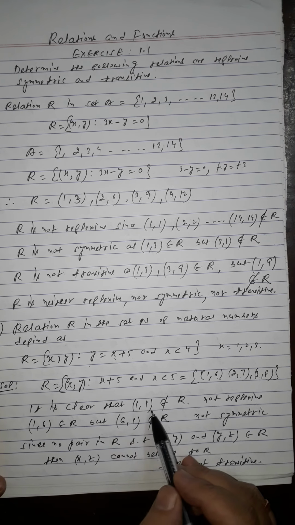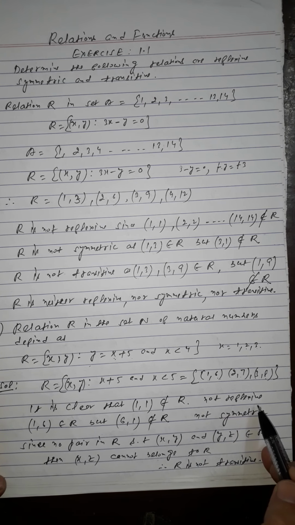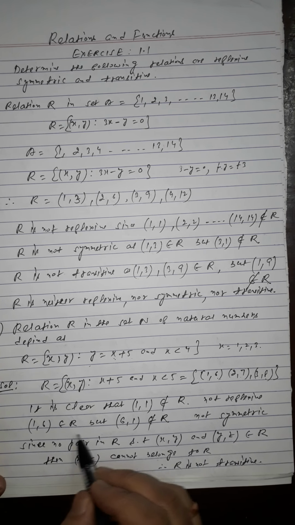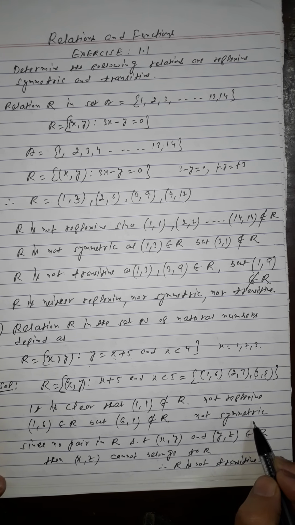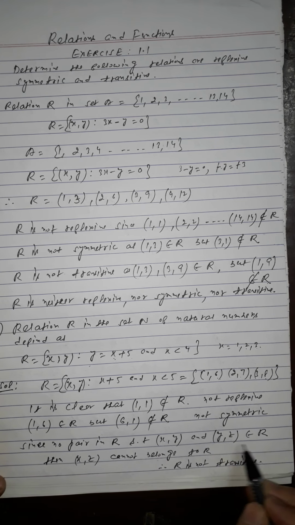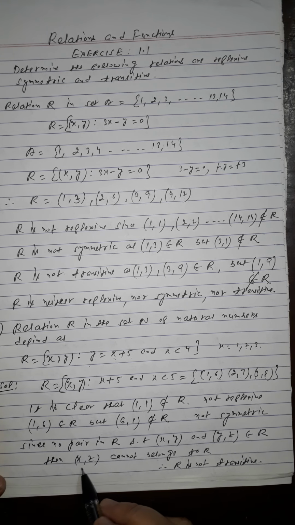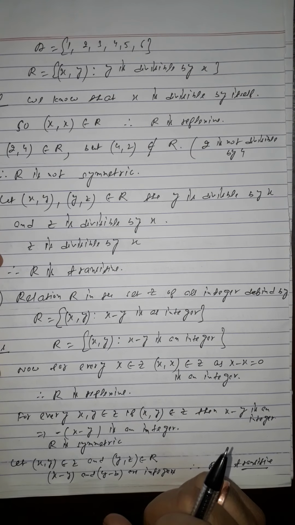It is clear that (1, 1) doesn't belong to R here, because there is no (1, 1) in R. Therefore, it is not reflexive. Second, (1, 6) belongs to R, but there is no (6, 1) in R, therefore it is not symmetric, students. Since no pair of R is such that (x, y) and (y, z) belong to R, then (x, z) cannot belong to R. Therefore, R is not transitive. So you can clearly see, students, we are directly making use of the definition to solve these questions. Now, let us come to the third part.